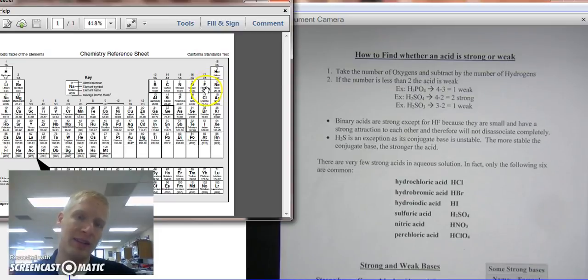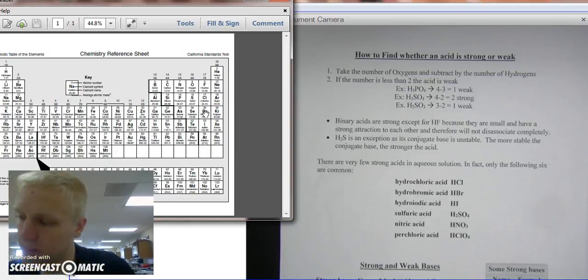Remember from the periodicity unit, way back when, we talked about how fluorine was the most electronegative element, which means it has the strongest ability to draw electrons towards itself. So if it's drawing electrons, or for that matter other elements, towards itself, it's not going to want to give away that hydrogen, so it will not dissociate completely. Therefore it's not strong. Or you can just remember chlorine, bromine, iodine are the 3 halogens that form strong acids, along with sulfuric acid, nitric acid, and perchloric acid.